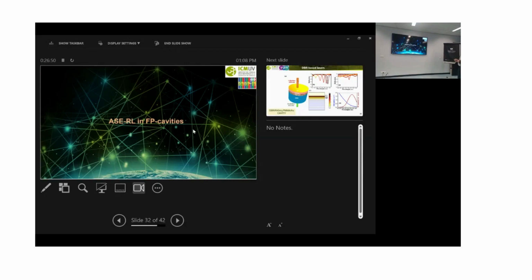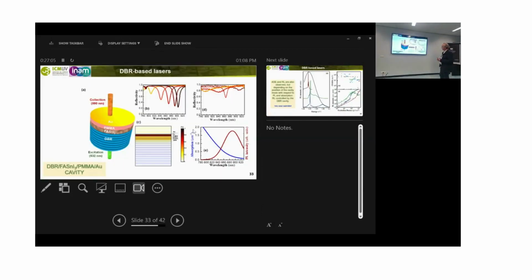And okay, finally, to finish my talk, we are also working now with cavities in order to get real monomode lasing devices. In this case, it is a microcavity.